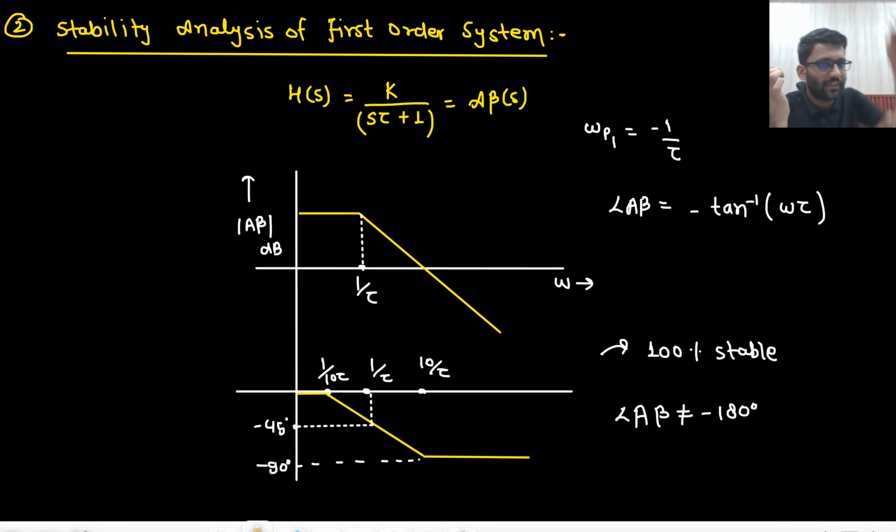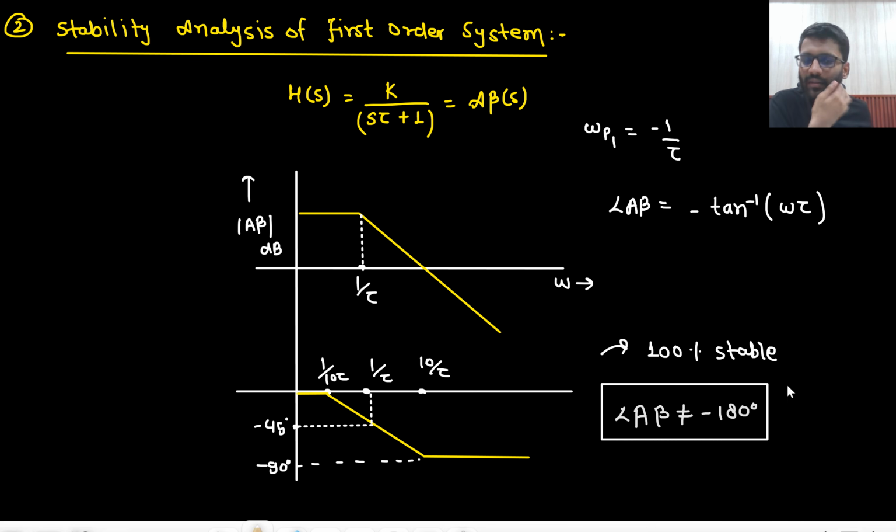Then how will your total phase shift become 360? It will not become 360, right? The total phase shift will never become 360 degree. That means it will always be stable, right? Always stable. 100% stable.